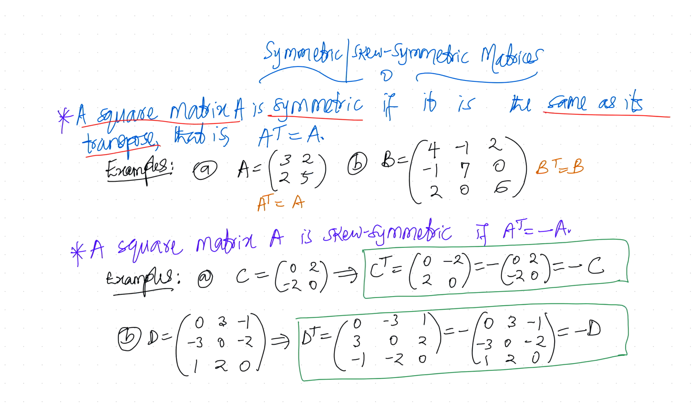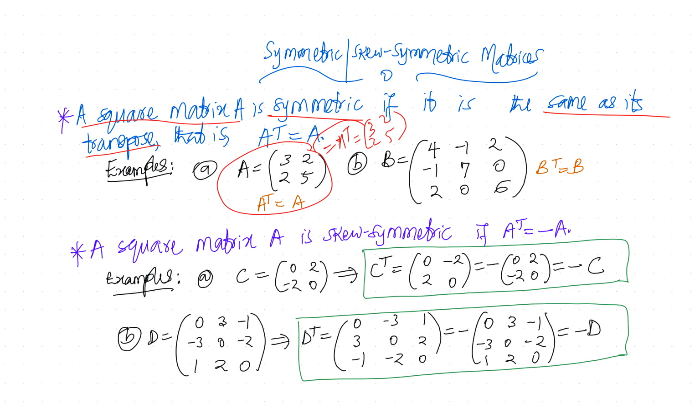For instance, matrix A is 3, 2, 2, 5. If you transpose it, transpose means that you change the rows to columns and columns to rows. We've done that before. So row 1 is 3, 2. It becomes column 1, 3, 2. Row 2 is 2, 5. It becomes column 2, 2, 5. So this way you see that they are basically the same. So in that case, you can say that matrix A is a symmetric matrix.